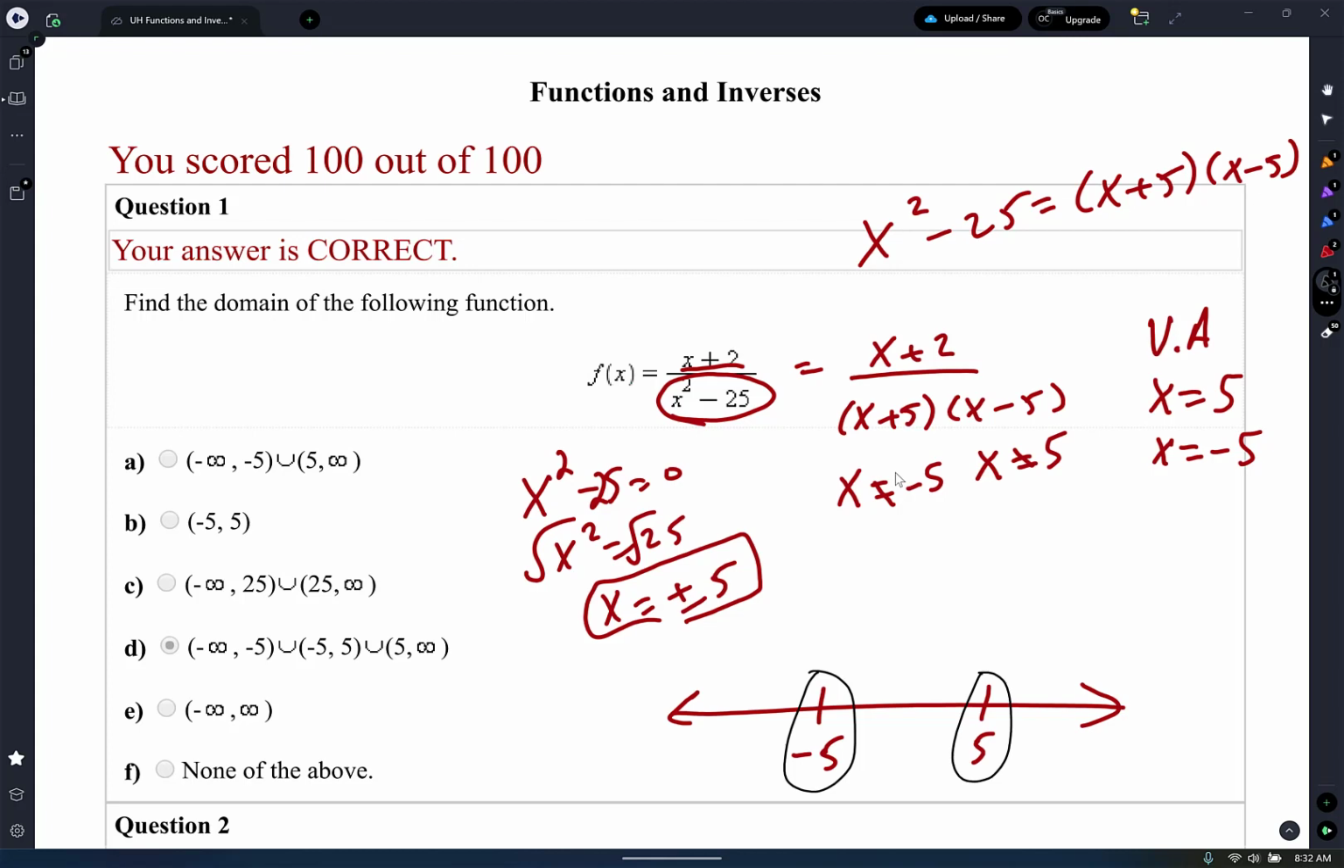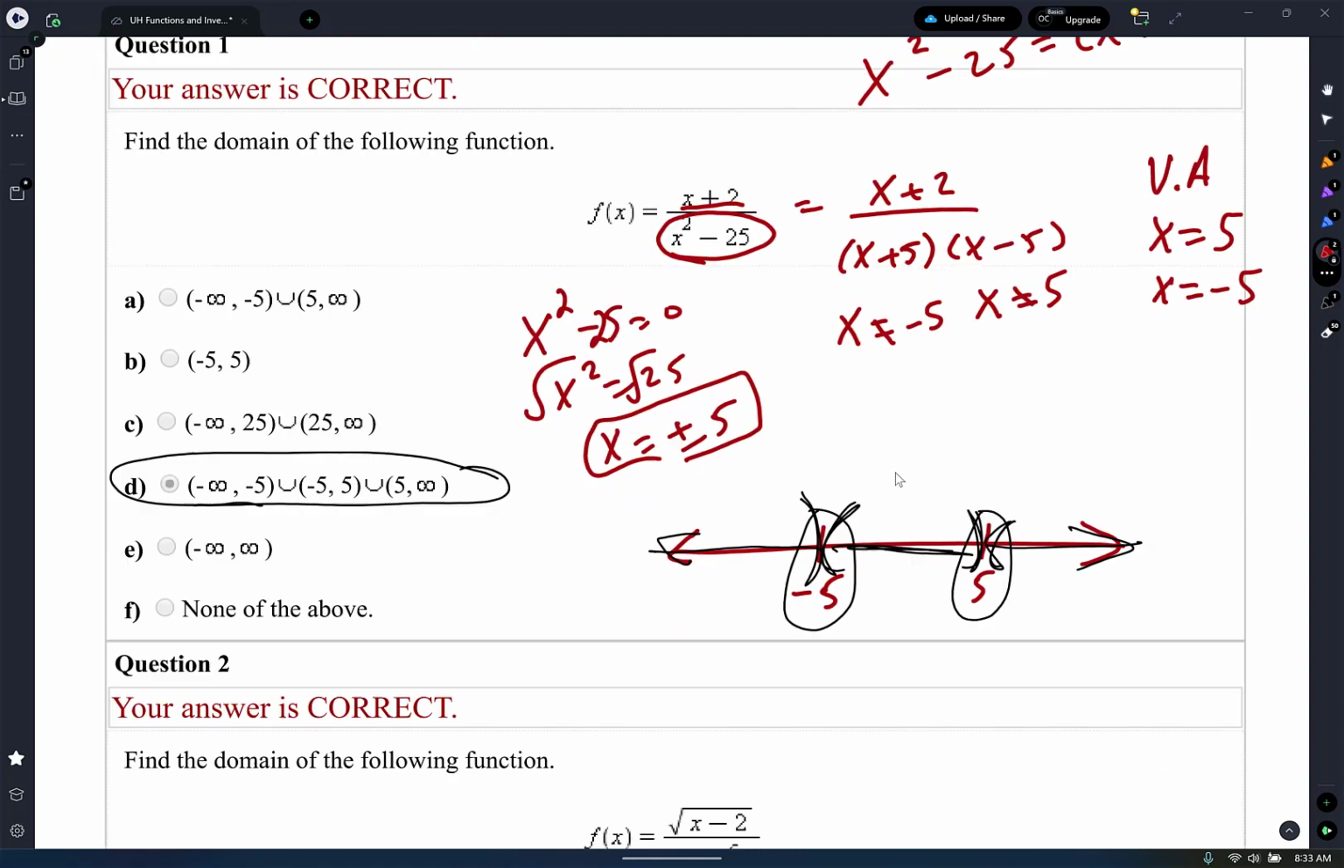So you can go from negative infinity all the way to negative 5. See? And then you can go from negative 5 all the way to 5. And then you go from 5 all the way to infinity. So there it is. Does that make sense? The only numbers you cannot be is negative 5 and 5. That's, by the way, why they don't have a bracket on those, because you can't be that. Yay or nay, guys? Okay, here we go. Let's go to the next one.